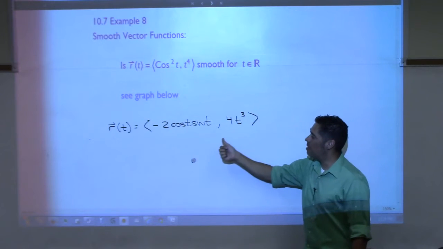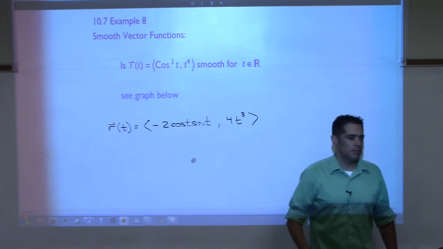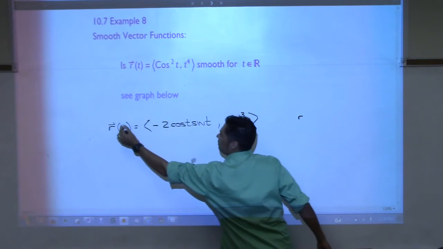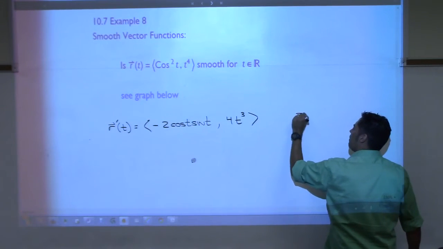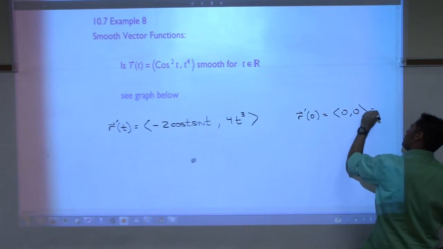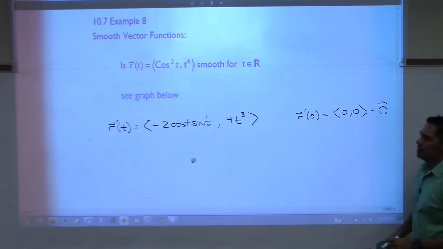So now check 0 here. And you get 0, don't you? So at t equals 0, this was the derivative. R prime of 0 is 0, 0, which is the 0 vector, right? And that means this function is not smooth everywhere. You have a problem at 0.